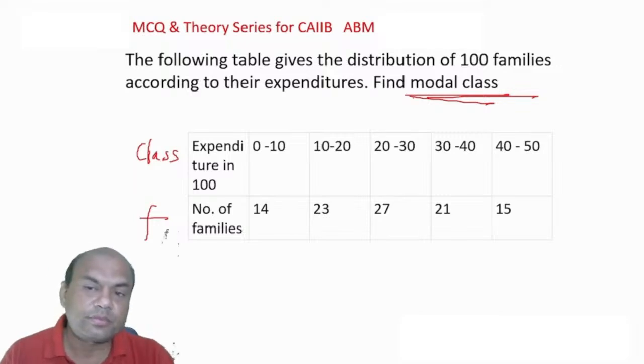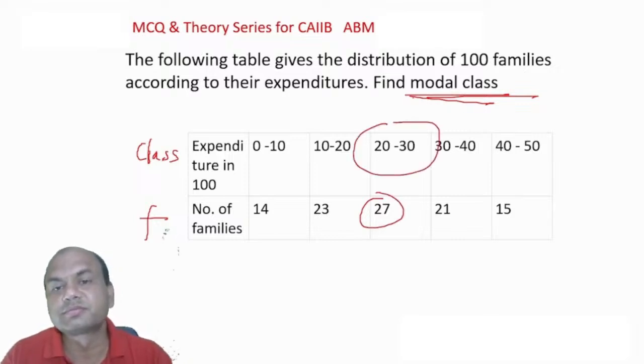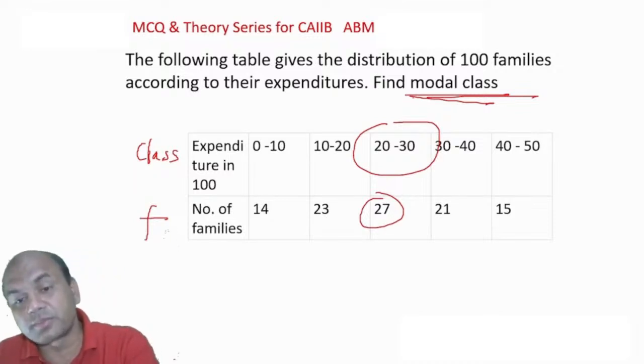So which is the model class over here? Highest frequency 27. So which is the model class? This. Now if you want to find the mode of this, there is a separate formula. That's a big formula. So that's why I suggest you to join the paid classes over here.